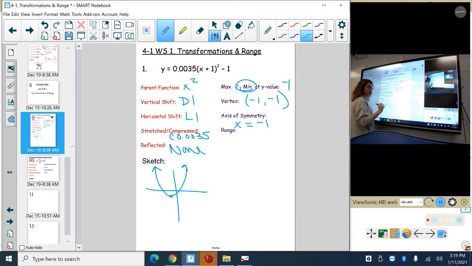And now I need to find the range. I'm going to read this from bottom to top. I run into this graph at the y value -1, and I go all the way to infinity. The bracket at -1 means it's included, and I have to have that as the function. Do we all understand problem 1?